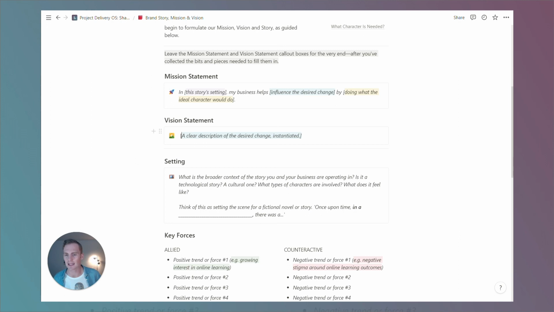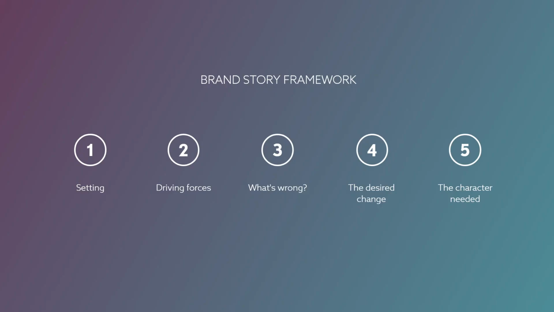And the vision statement is just a very clear description of whatever that desired change would actually look like. What does our story look like once this change has been achieved? So whether you're working on your own little projects, if you're part of a startup, or if you're perhaps working on a branding project for an external client, we hope that this brand story framework will be helpful for you. We covered 5 key questions to help walk you through it. And then we discussed how to apply the answers to those questions into a simple mission and vision statement.